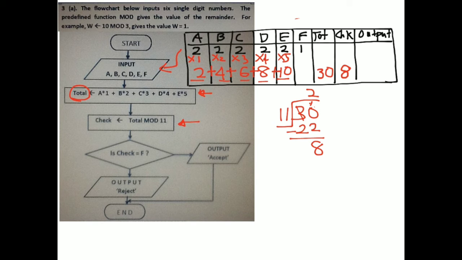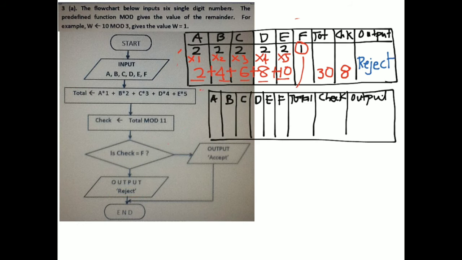Next in the flowchart diagram, we have the checking decision. It says there, check your checking value is 8. Is 8 equal to F? Your F is actually 1 there. Okay, so is it equal? As I said just now, this is yes, this is no. So it's not equal. So when it's not equal, you're going to display the message reject. There you go.